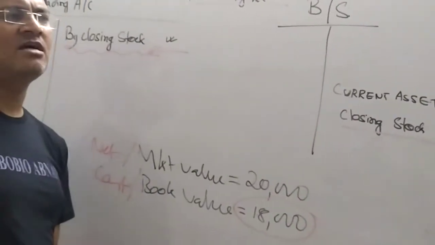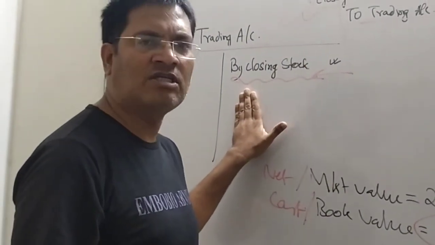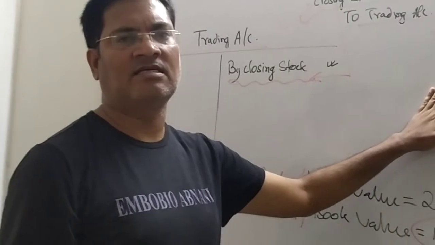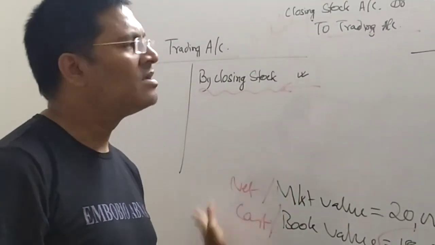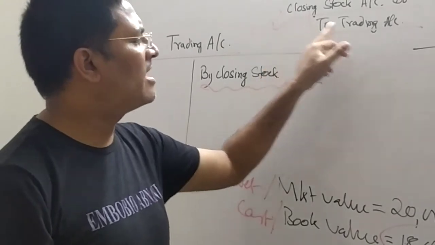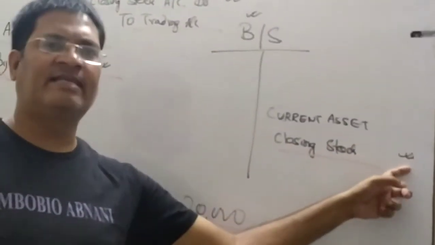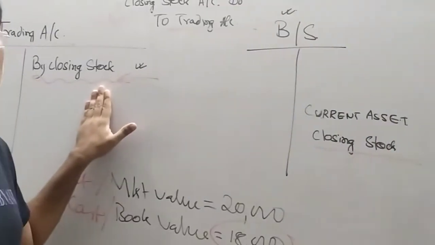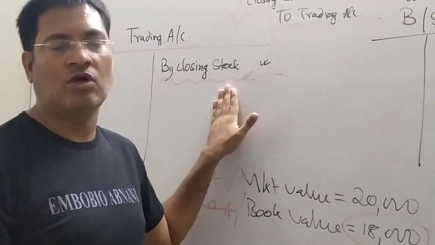Adjustment always comes in two places: once in the trading or profit and loss account, and once in the balance sheet. It can also be once in the trading and once in the profit and loss account. This one will be shown in the current assets. This closing stock will be shown as 18,000 here and 18,000 here. So two places. This is all about closing stock when the adjustment is given.